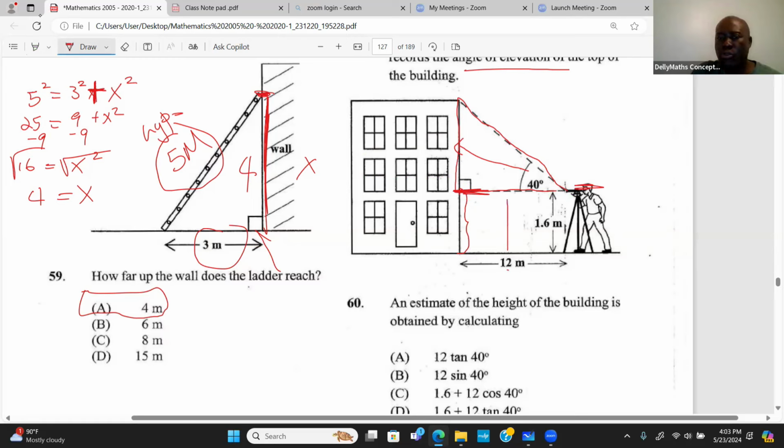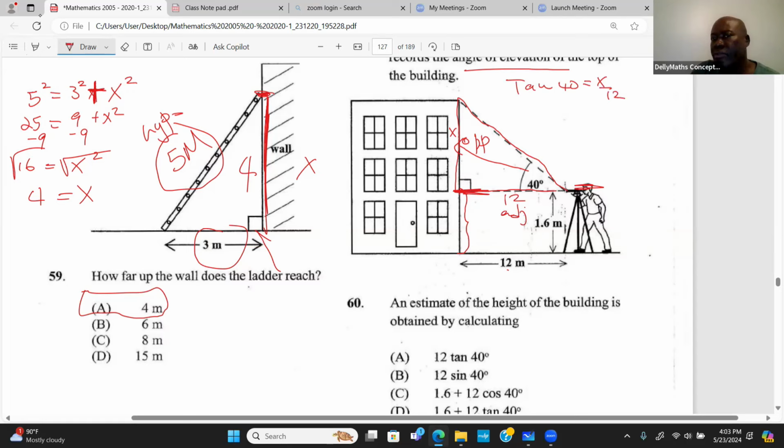And then this 12 can move up to here. So this is 12 as well, right? So that's the same distance here. Those are parallel lines. And this is 12. So basically, it's going to be tangent because I'm dealing with the opposite and the adjacent. So this is the adjacent to 40, and this is the opposite side to 40. So I could start off by saying the tangent of 40 degrees is equal to, and let me call this x, right? I'm just going to say x over 12, right?